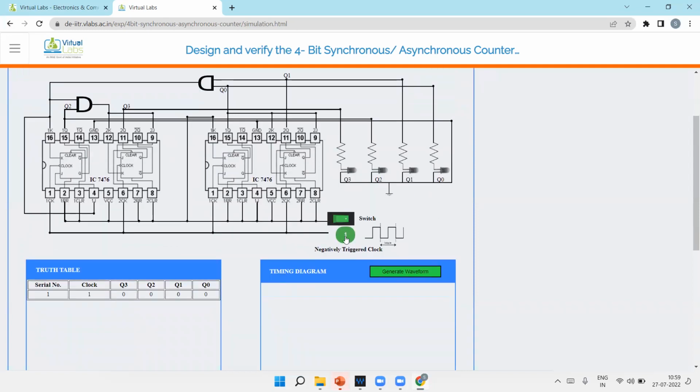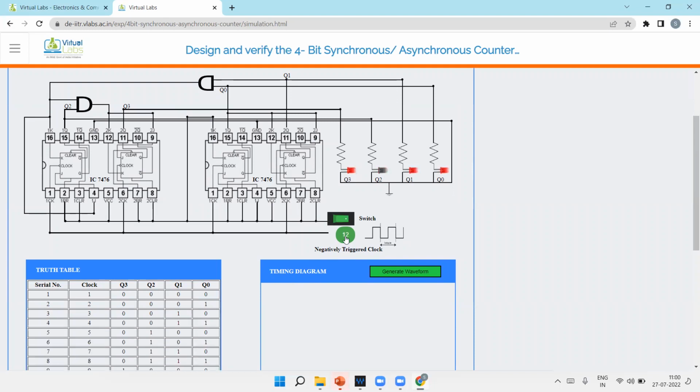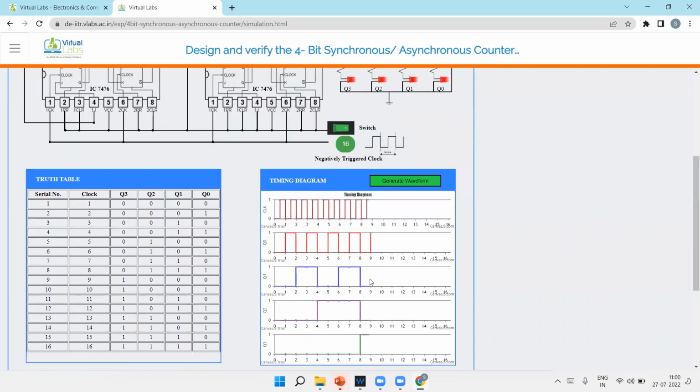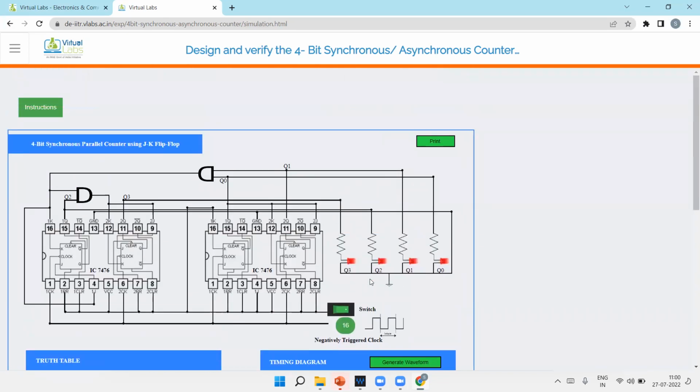Click on the switch. Now again, first clock 0, and so on up to 16. The performance is the same. So this is all about the synchronous and asynchronous counter.